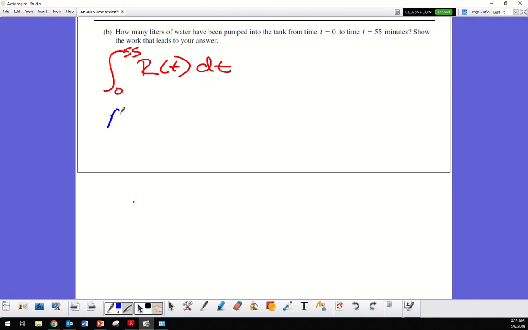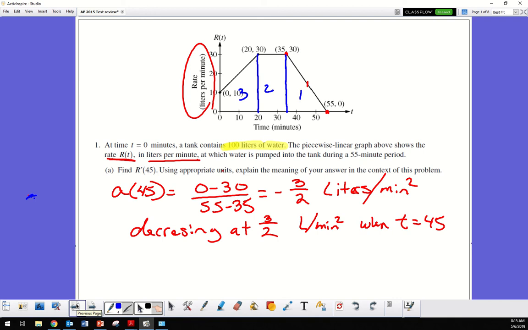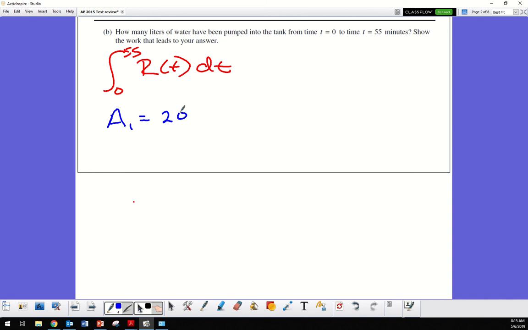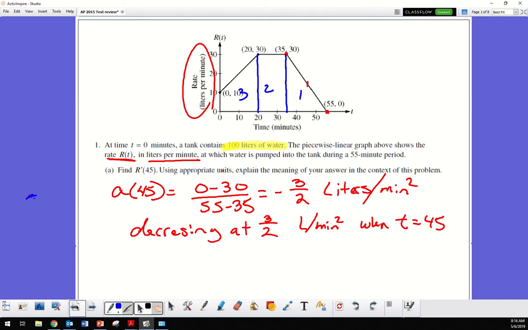So let's say A1 is equal to, what's the base of that triangle? It's going to be 20, from 35 to 55. So it's 1/2 because it's a triangle, times 20, and what's the height of the triangle? 30.